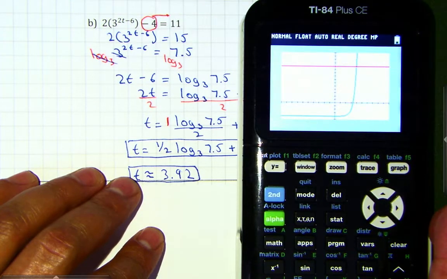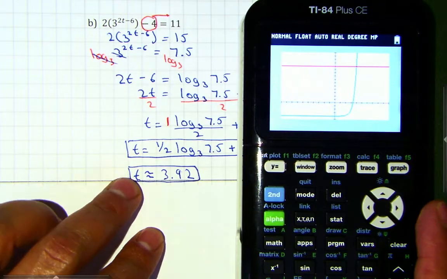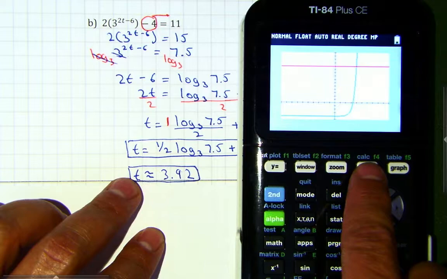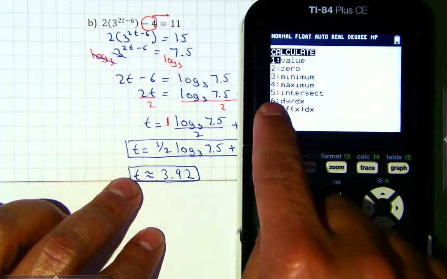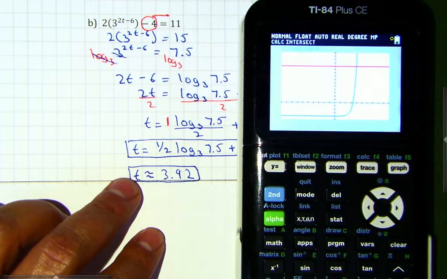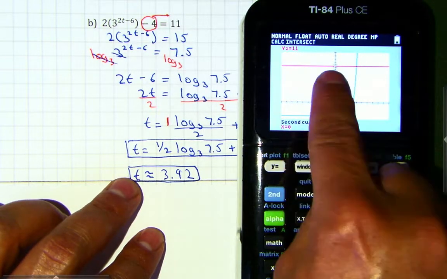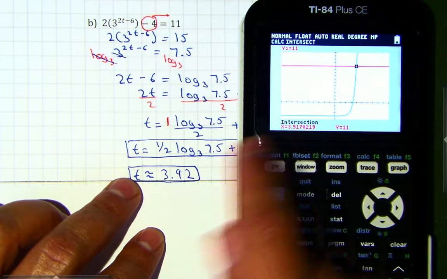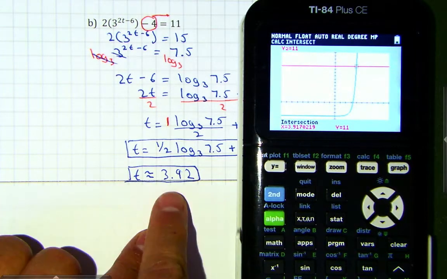Now, do you remember how to find the intersection? So how can I find out where they intersect? I'm going to go under calculate, and then we'll go on intersect, number 5. It says first curve, press enter. Second curve, the right one, press enter. Guess, I will say yes. So therefore, notice that your x value for the intersection matches our answer.